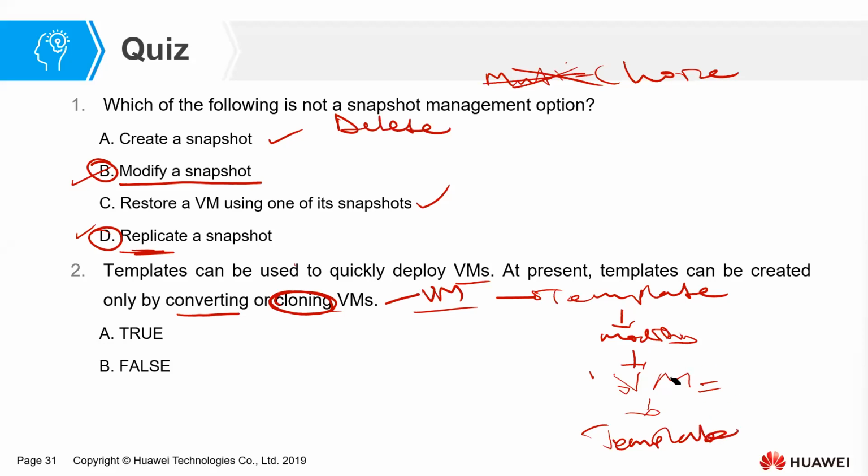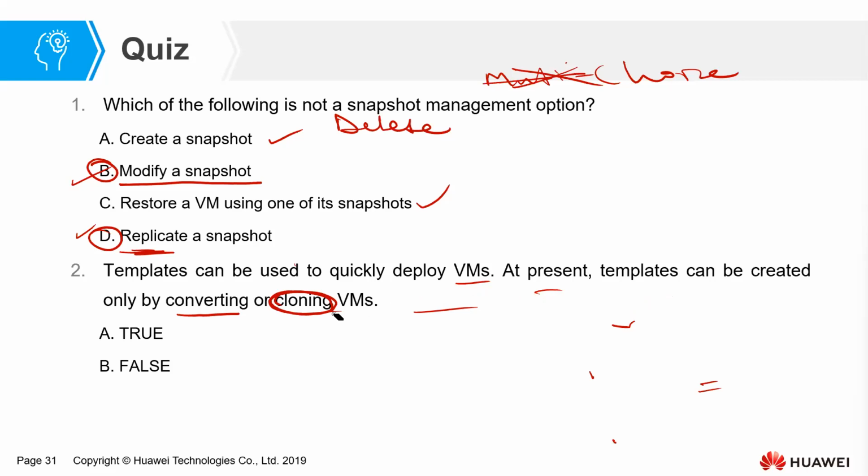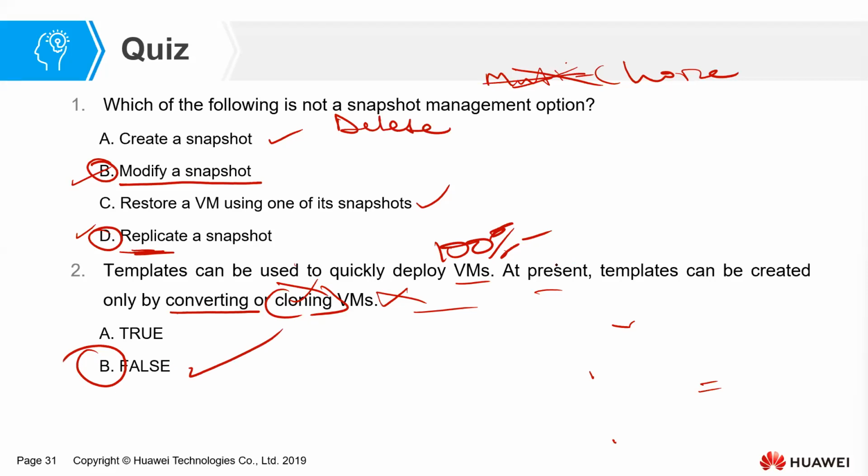So what makes this statement false here, which is telling us that templates can be used to quickly deploy virtual machines? This is 100% correct, right? And they say at present, templates can be created only by converting. Converting is true. When they say cloning, then this one makes the entire statement false. So our answer would be false. Are we together? Yes.